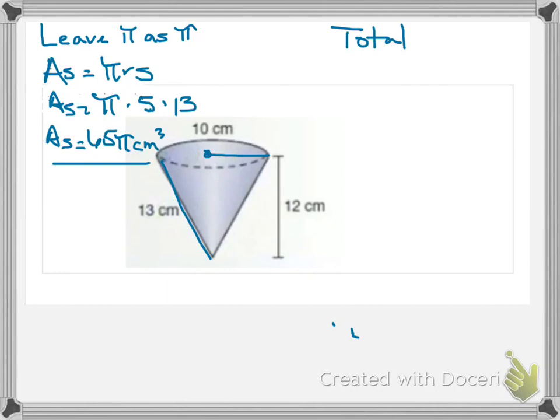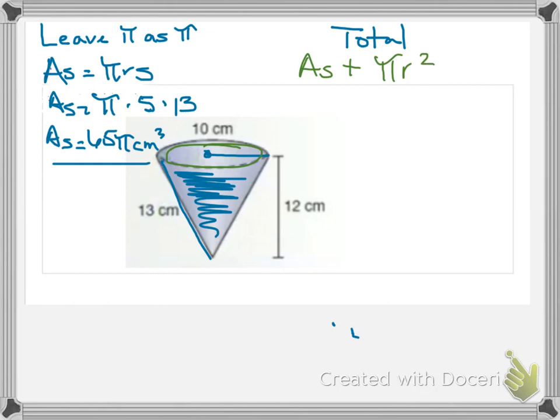Now for my total, what did I leave out? I remember I just did this part of the cone. I left out this top part right here. So all we have to do is find the surface area of a circle. How do we find the surface area of a circle? We're going to have our lateral A sub s, whatever we found out that was, and we're going to add the area of the circle. And the area of the circle is pi r squared.